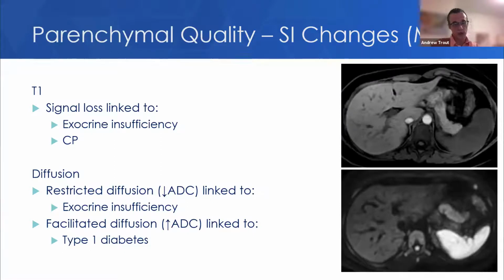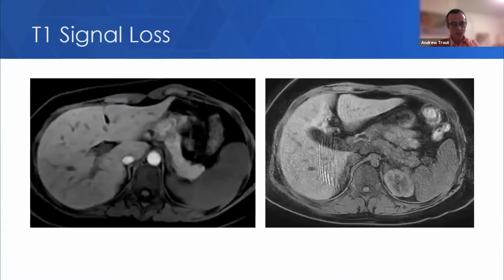Interestingly, the literature that's out there about diffusion and endocrine insufficiency, or at least in the context of type 1 diabetes, is that we see facilitated diffusion. So the water protons, for whatever reason, are a bit more mobile in type 1 diabetic patients than in normal patients. So still some work to be done.